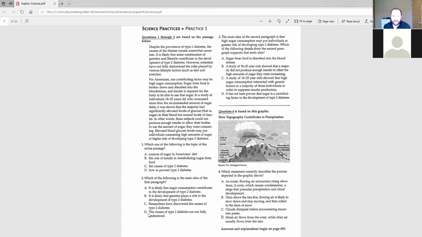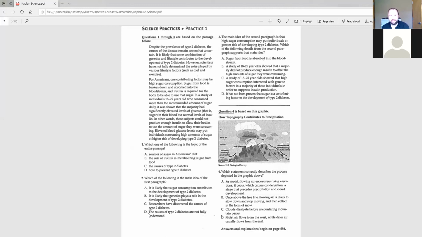And then I'm also throwing out A, sugar from food is absorbed in the bloodstream. That is a true statement. But does that alone back up the idea that high sugar consumption puts individuals at risk of diabetes? No, that's just a detail about the fact that sugar from food does get absorbed in the bloodstream.